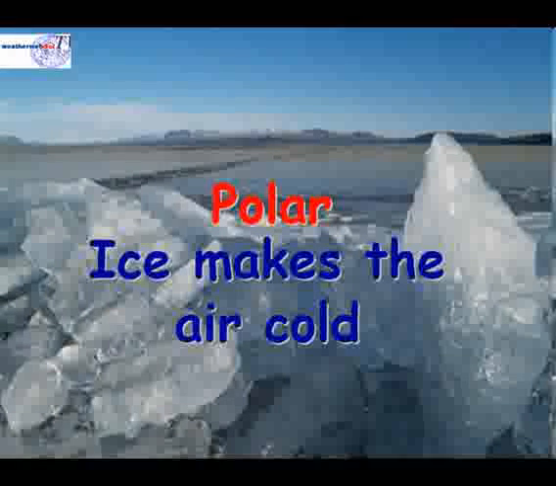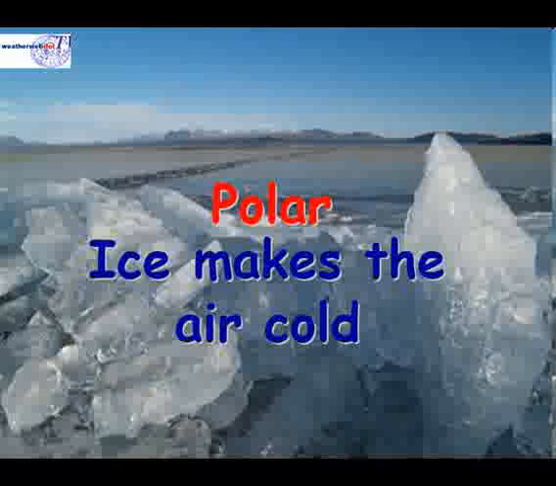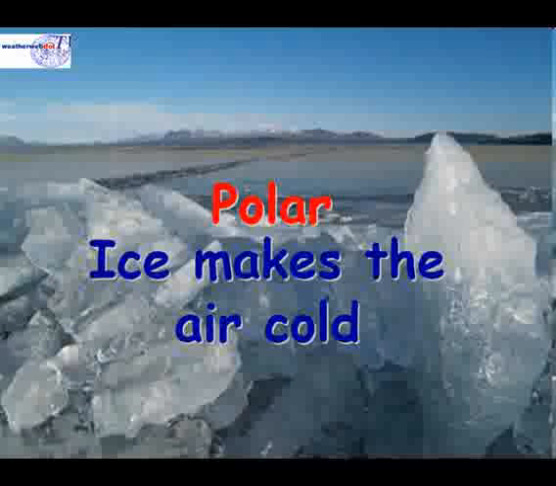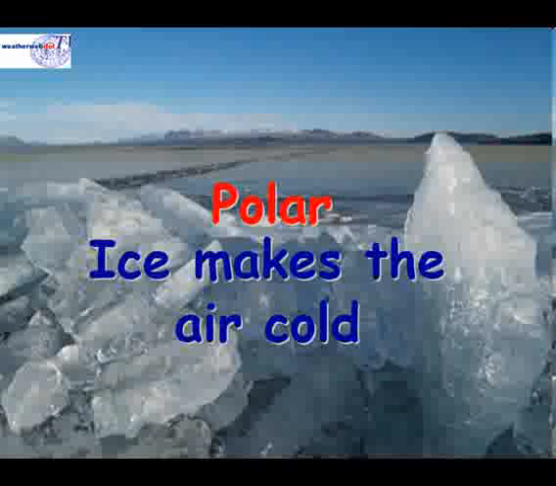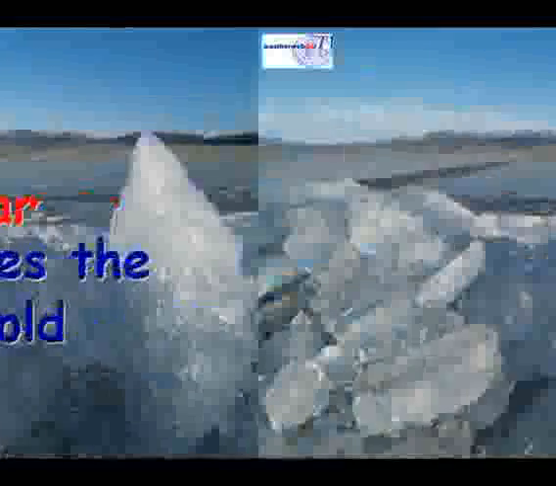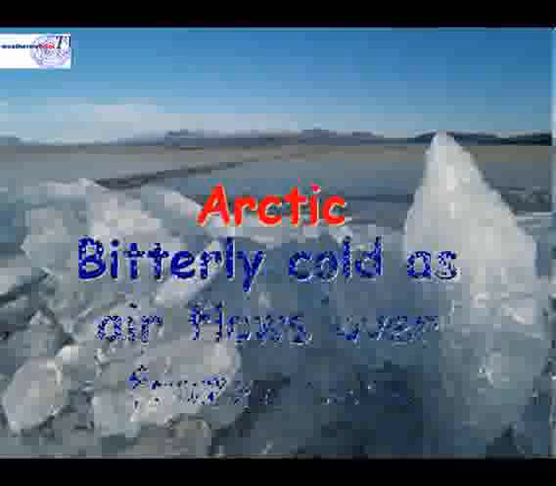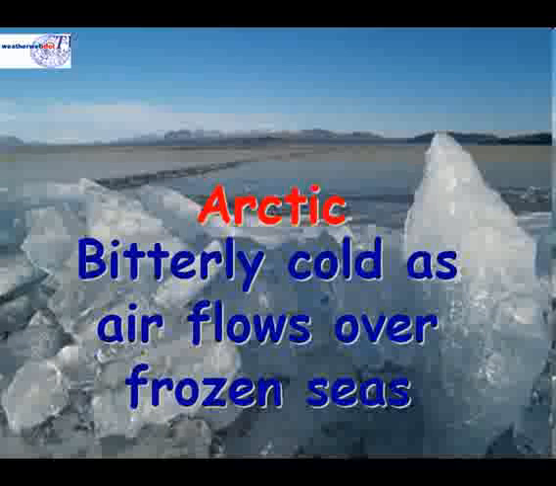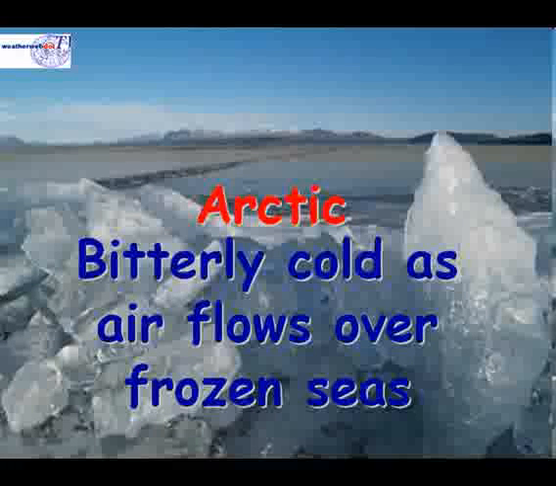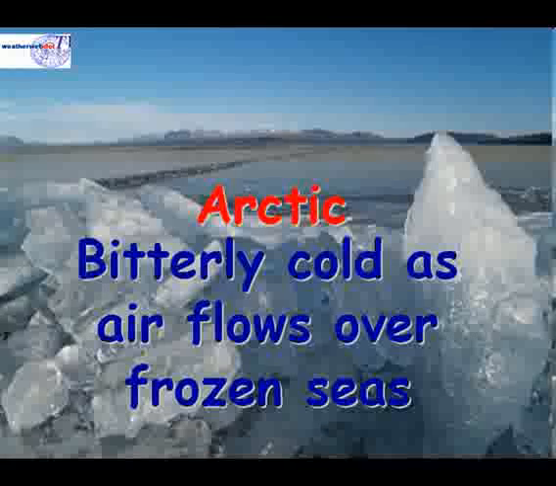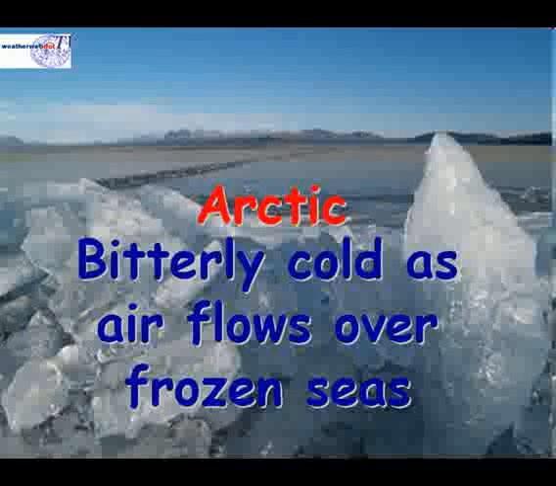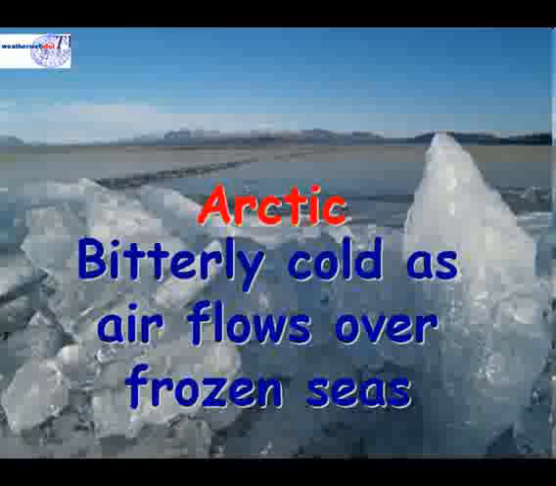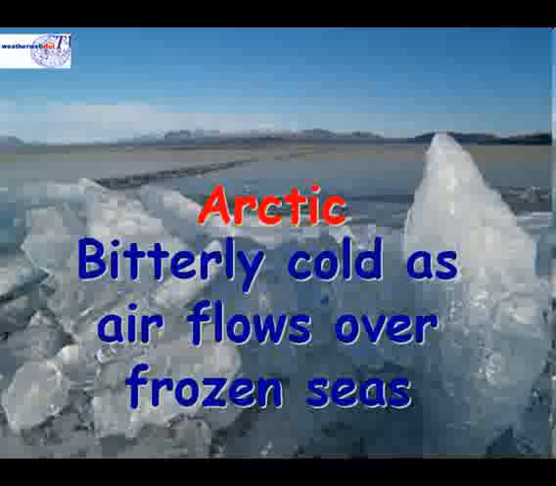Should the air be over a polar region, then it's going to be cold. The ice that's around the polar regions will serve to make the air very cold. We know this as a polar air mass. Similar to a polar air mass is an Arctic air mass, and as you can imagine, in the Arctic it's bitterly cold. The air will flow over a frozen sea and become very cold indeed. So an Arctic and a polar air mass are very similar.